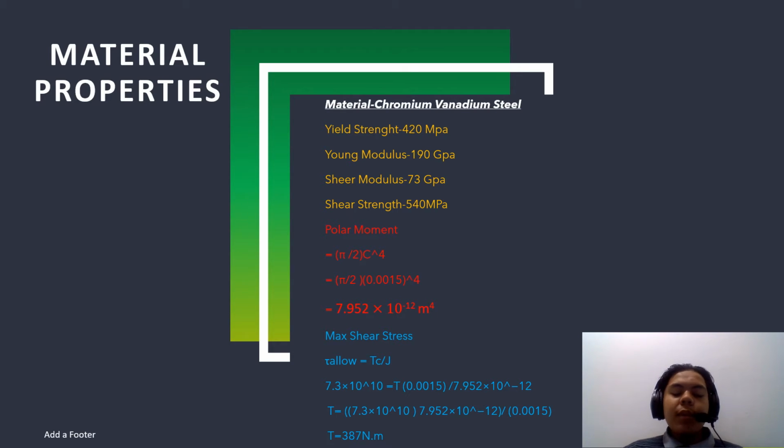To get the polar moment, we multiply pi over 2 with the radius to the power of 4. For the radius, we will be using 0.0015, and we will get the answer 7.952 times 10 to the power of negative 12 meter to the power of 4. From the formula of max shear stress, we have calculated the max torque for the screwdriver is 387 Newton meter.